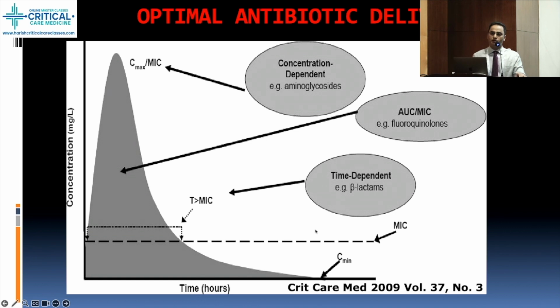Then we have the time dependent ones. Almost all beta lactams work by time dependent killing, meaning in between that interval, 8th hourly or 12th hourly, we need to maintain the antibiotic concentration above the minimal inhibitory concentration for at least 40% of that interval time. So if you are giving 8th hourly meropenem, the meropenem concentration should be above MIC for at least 3 to 3.5 hours. That comes only if you are giving it as an infusion. So ideally, carbapenems or beta-lactams should be given as a 24-hour infusion.